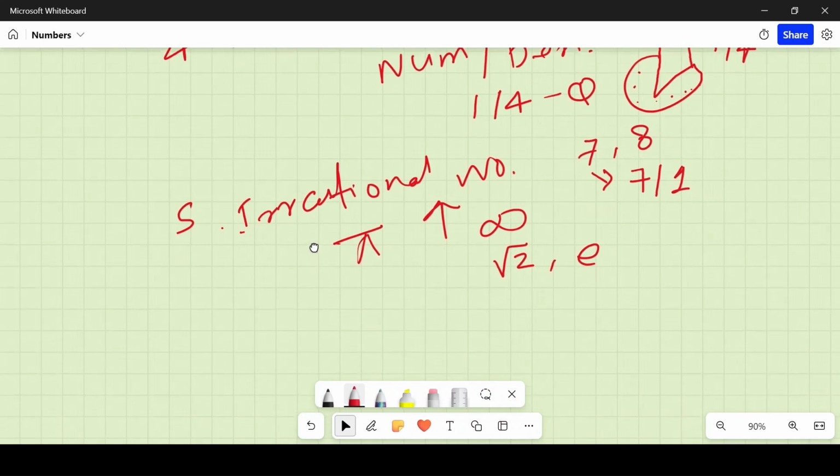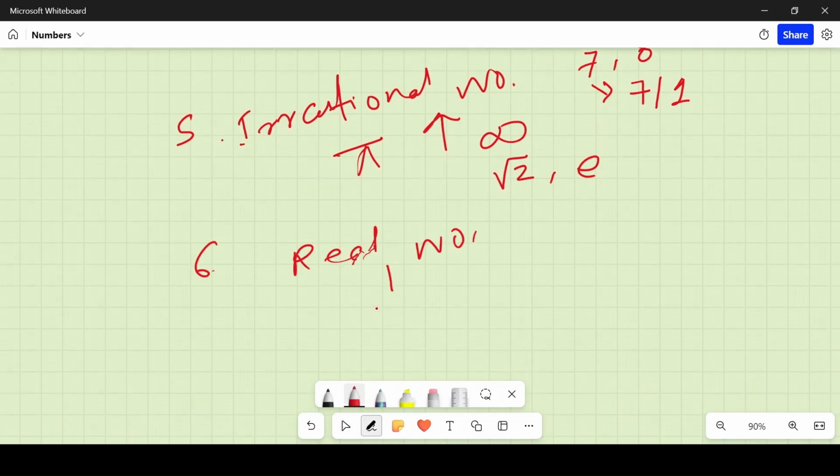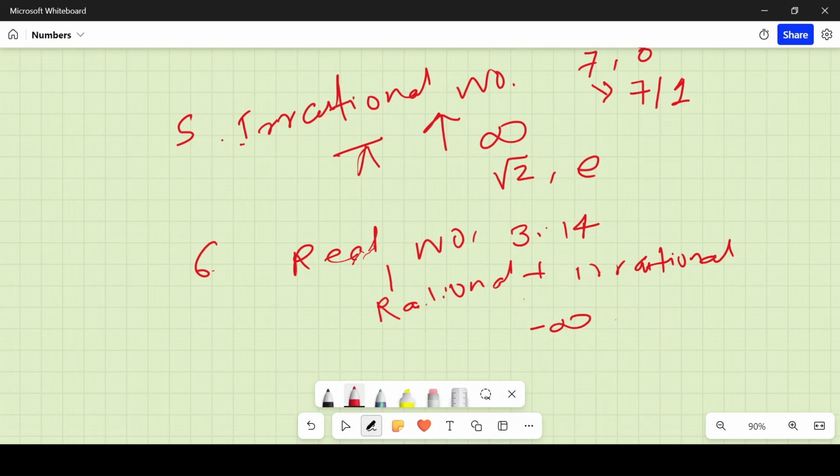Moving on, the next type of number. A real number series is a combination of rational and irrational numbers. In data science, we consider a decimal number as a real number. In other words, we represent any number that we can think of as a real number. So the range of a real number goes from minus infinity to plus infinity. Any number that you can imagine can be a real number.